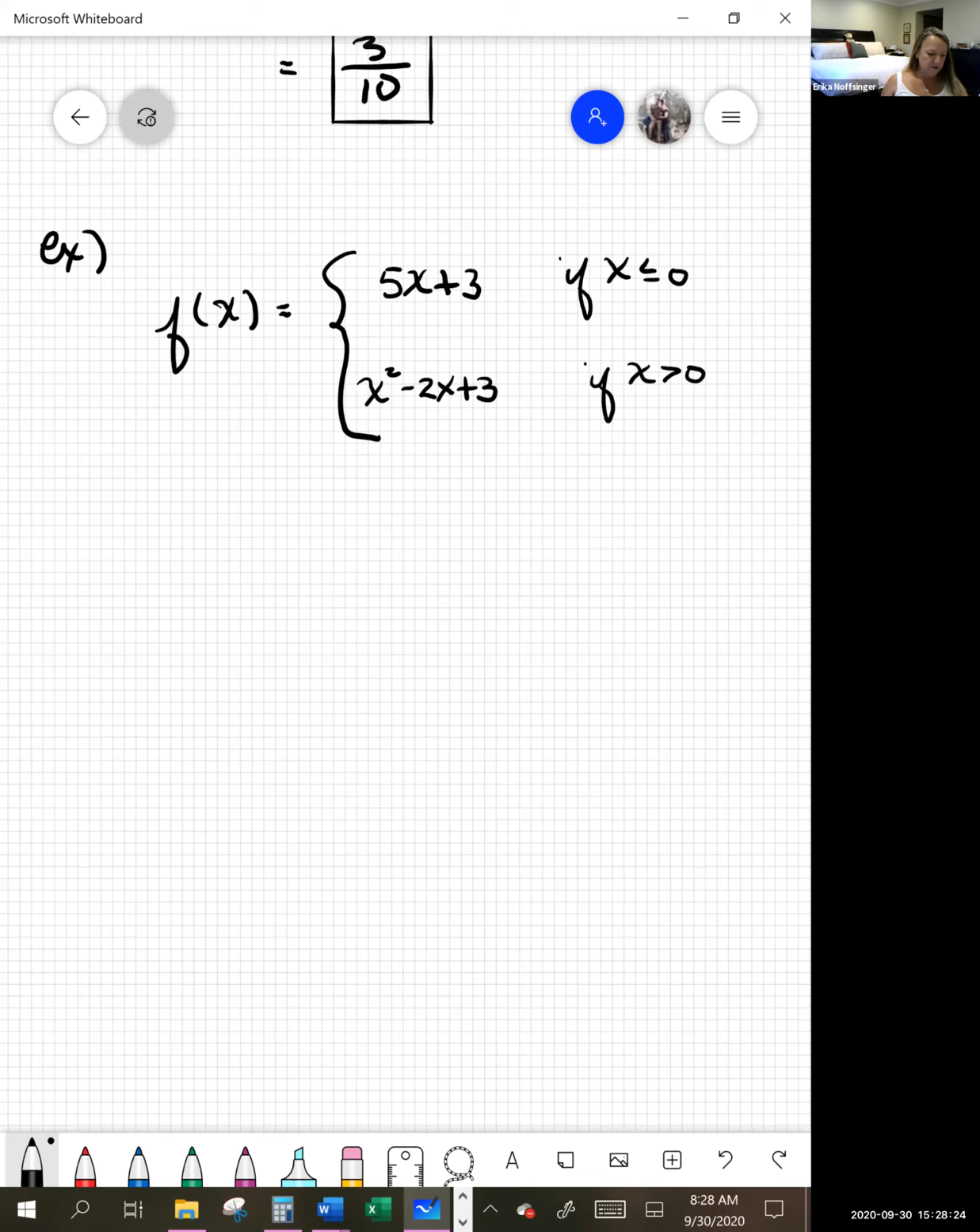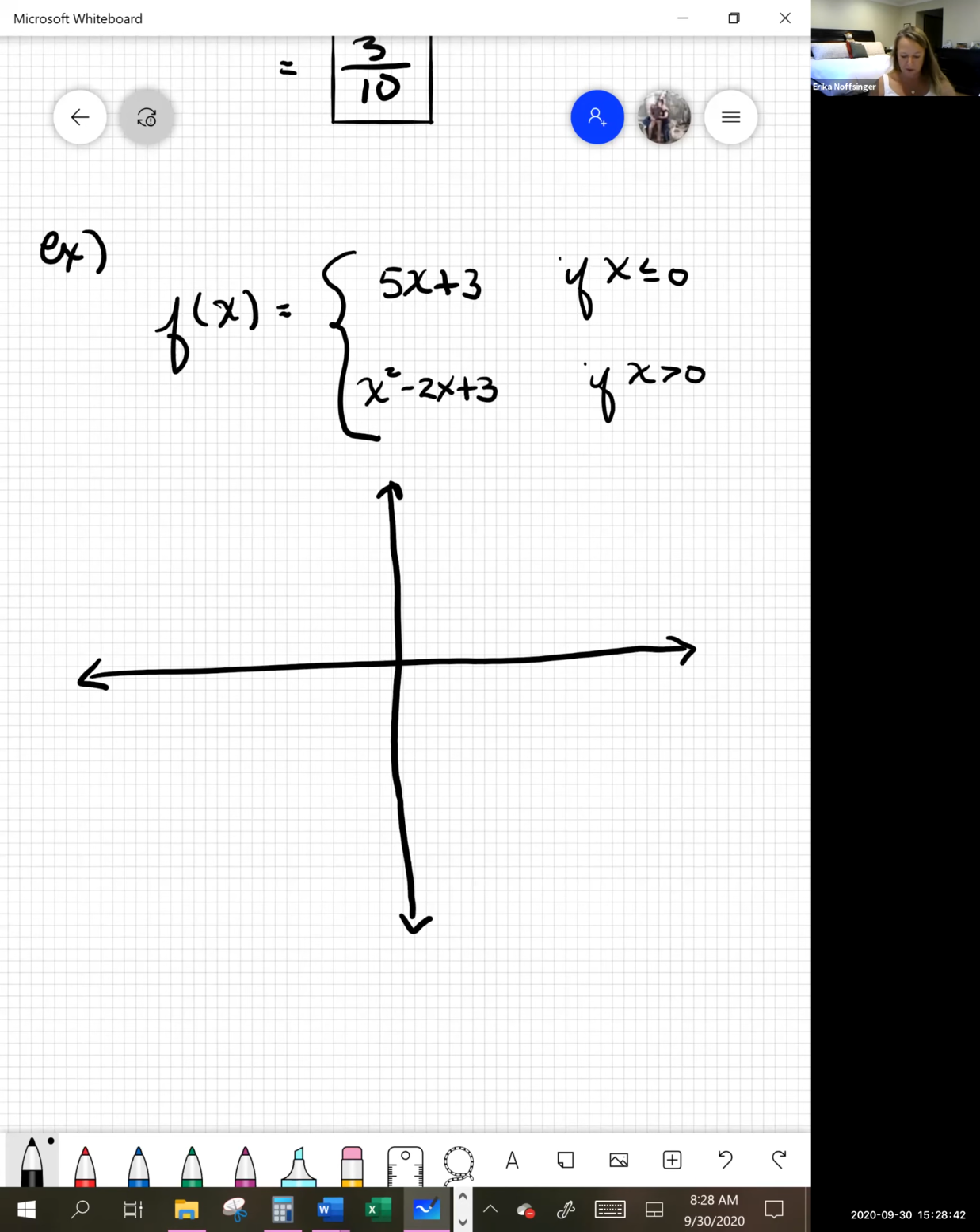Okay, so first we're asked to graph the following function, but you should be able to graph this. When we're graphing piecewise functions, you're graphing each separate piece, but you're not using any x values that aren't in the domain for that equation. So each piece is going to stop or start at a particular value.